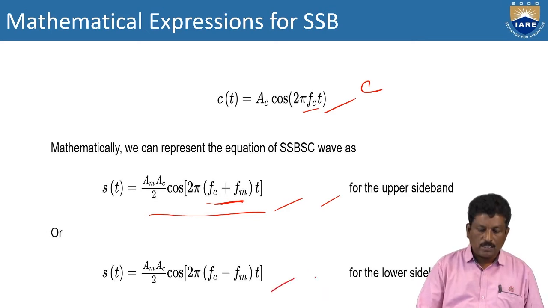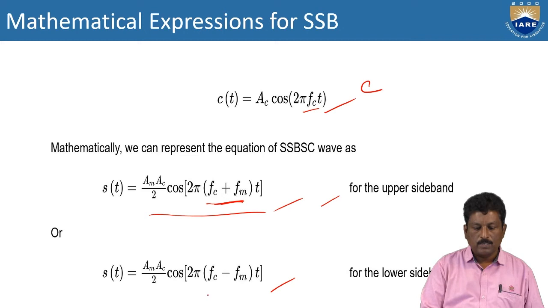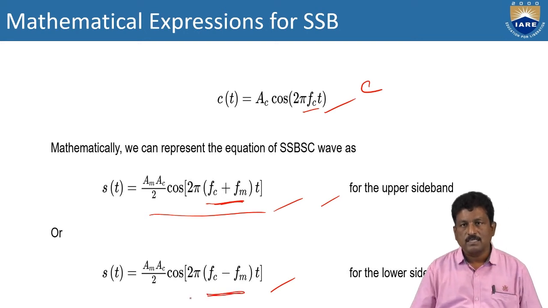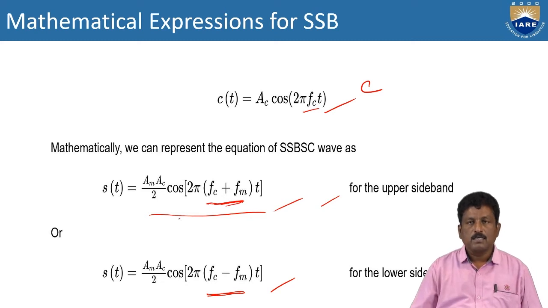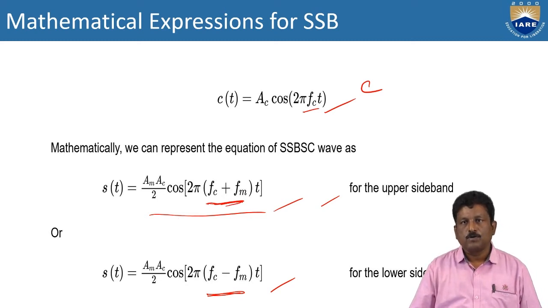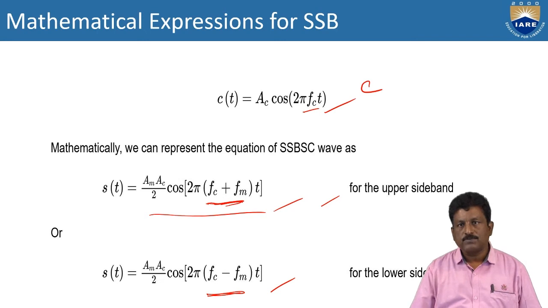Whereas the lower sideband is the difference. So S of t equal to AM AC by 2 cos 2 pi (FC minus FM) is the lower sideband. It lies below the carrier frequency, FC minus FM. Above the carrier frequency we get FC plus FM. So above the carrier frequency is always the upper sideband, and below the carrier frequency is the lower sideband. These are the standard mathematical expressions for the lower sideband as well as the upper sideband.